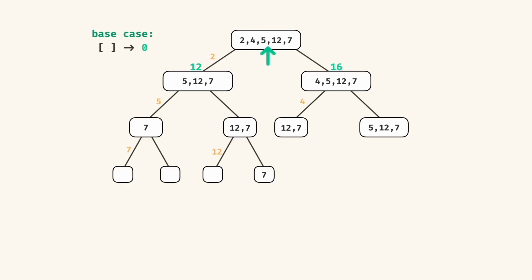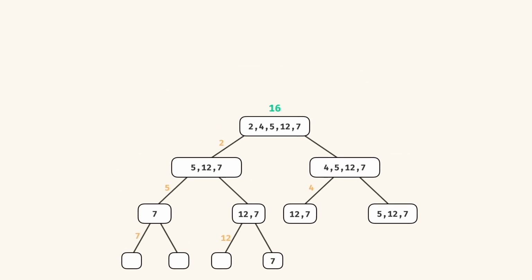Finally, at the ultimate root, I return these two values, but the left-hand edge gets a +2. And I choose the larger between 14 and 16, giving me my final answer of 16, which would be the correct answer. Let's talk about the complexity for this one.